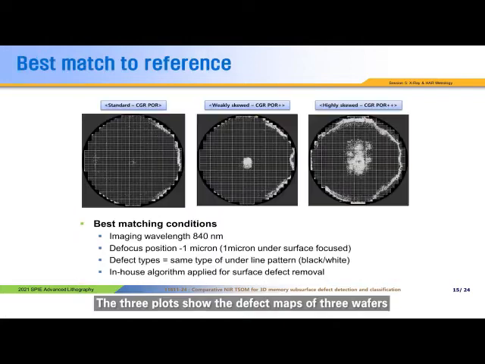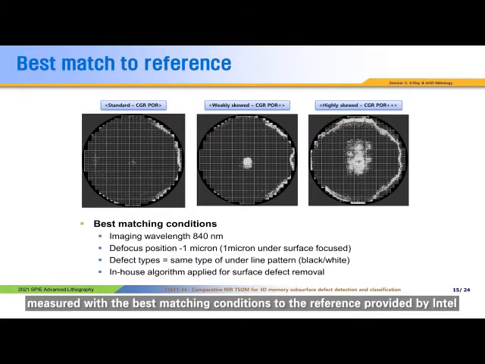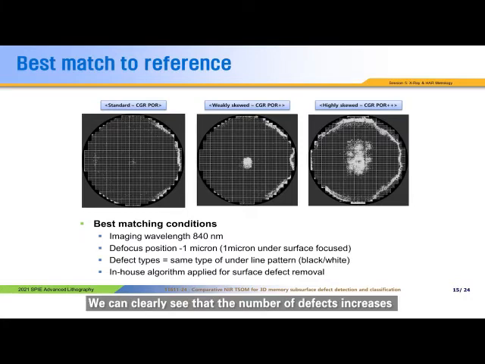opaque. The 3 plots show the defect maps of the 3 wafers, 1 standard, 1 weakly squid, and 1 highly squid, measured with the best matching conditions to reference provided by Intel. We can clearly see that the number of defects increases, mostly at the center and the edges, as the process gets more squid. But still, we do not know the defect size, nor the surface location.